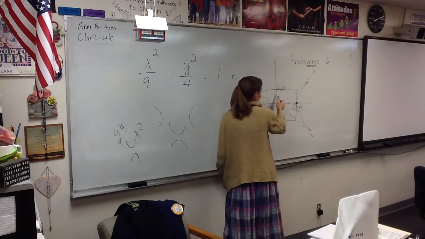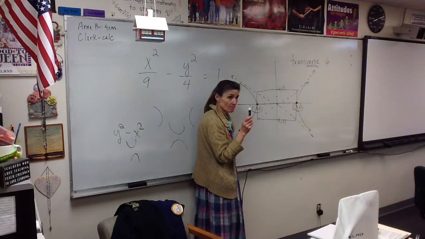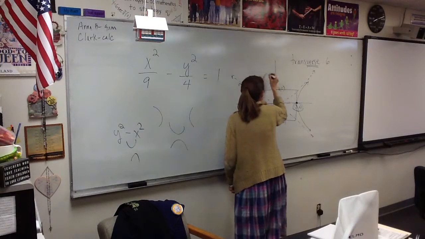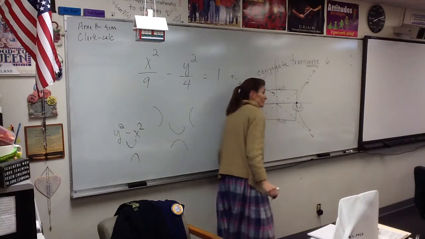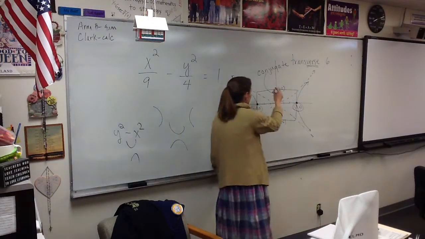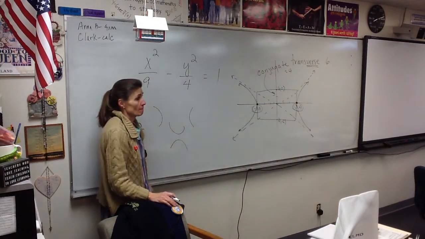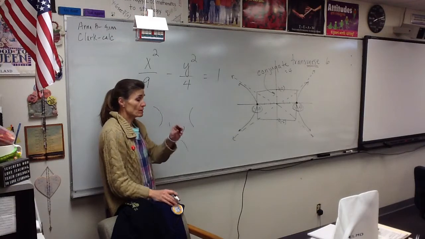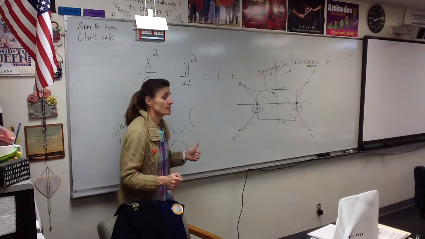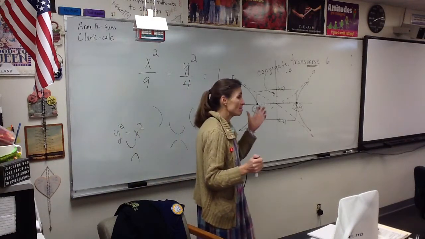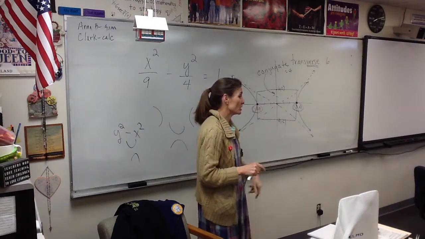This axis, which has nothing to do with anything except building the box, is called the conjugate axis. And the conjugate axis in this problem is 4. Now I want to emphasize something. In terms of transverse and conjugate, length is irrelevant. I mean, it doesn't matter which one's bigger. Transverse joins the vertices, conjugate is the other one.